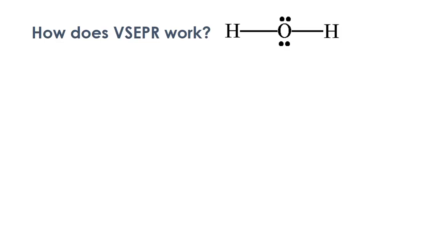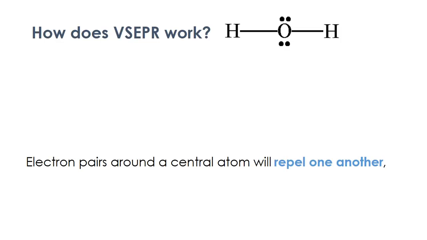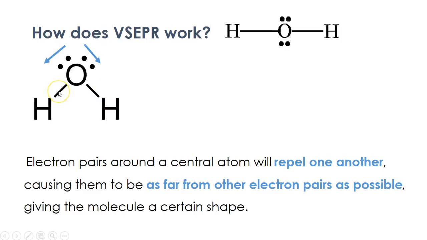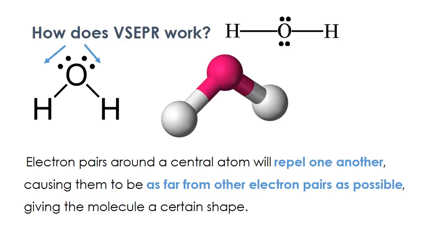So how does VSEPR work? We know our water molecule looks like that when we draw it on paper. However, the electron pairs around the central atom, in this case oxygen, are actually going to repel each other because they have like charges. The electron pairs are going to pull away from each other, causing the shape of this molecule to change. Because these electrons want to be as far away from each other as possible, the molecule turns out to have a specific shape. And we know this is what the actual shape of water looks like. It's a 3D structure, and it's bent towards the bottom.